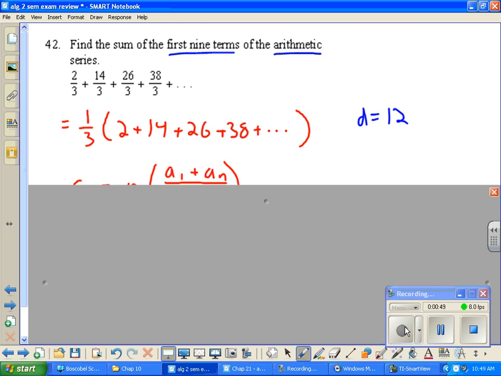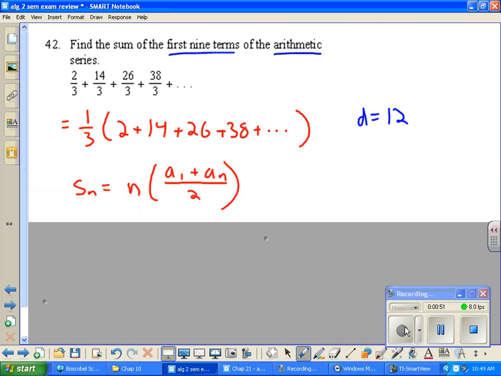So I have a formula that allows me to find the sum of a finite arithmetic sequence. The sum of n is equal to the number of terms, n, times the first term plus the last term, divided by 2. So I know what n is. n is going to equal 9 because I'm looking for the sum of the first 9 terms. a sub 1 is given to me because that's 2. Remember, we're taking out the 1/3 for now. Then the only other thing I've got to figure out is a sub n.